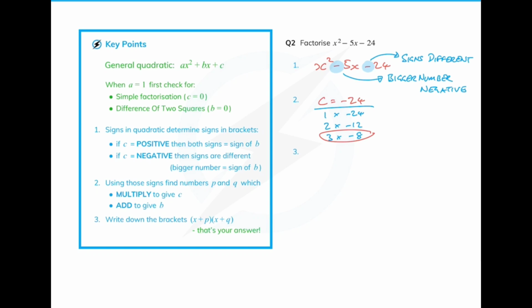And so we can simply write down x squared minus 5x minus 24 is x plus 3 times x minus 8. And don't forget, you can always check these things by multiplying out the brackets using FOIL, as I explain in another tutorial, or whatever method it is that you like to use.